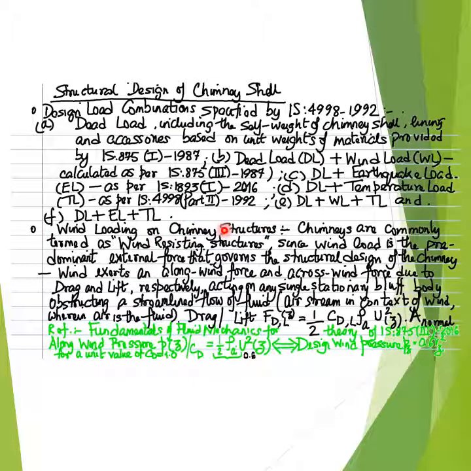It is worthwhile to mention here that the various design loading combinations consider only one of the two lateral or transverse loads, that is one of the two environmental lateral loads, either the wind load WL or the earthquake load EL.